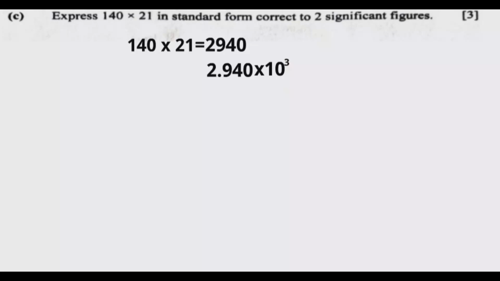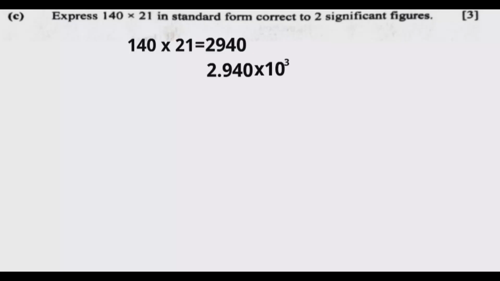2.940 times 10 to the power 3. Now when you look at this number, it has 3 significant figures, so I need to remain with 2. So I'm going to round off 4 so that I remain with 2.9.